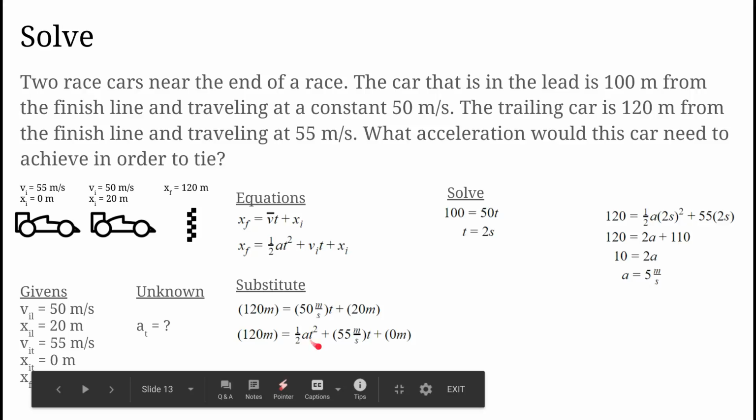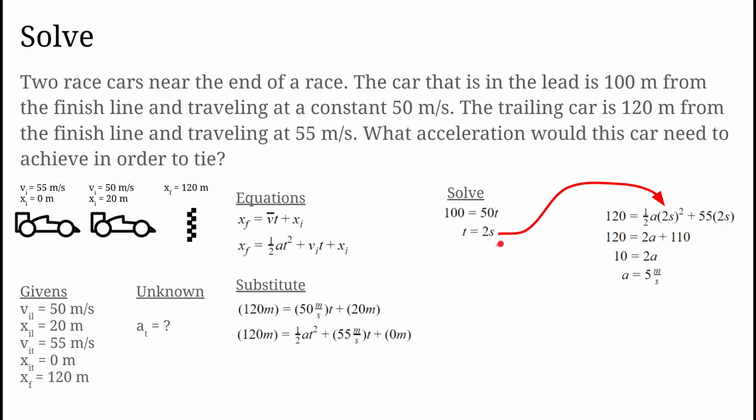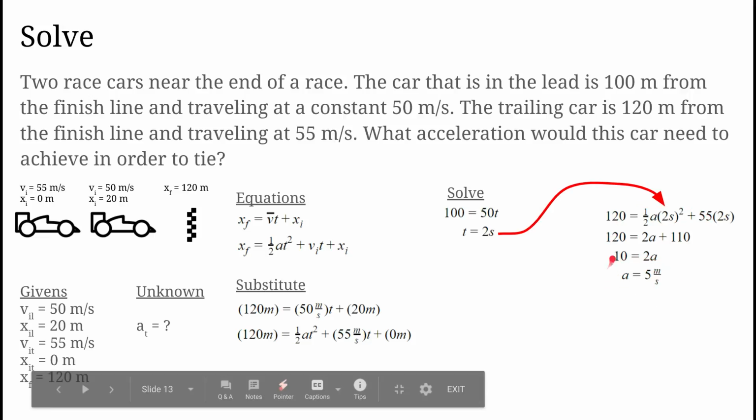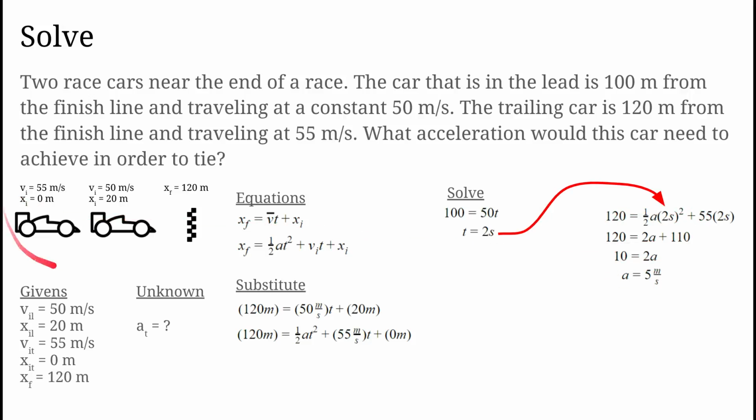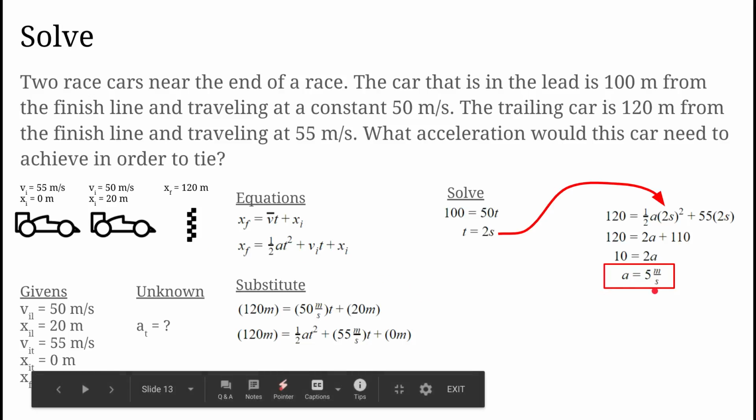But then in the other substituted equation, for the trailing car, we have an unknown acceleration and an unknown time. So once we solve for the time that it would take for the leading car to get there, we can plug that in and then solve this equation for the acceleration, which would make the trailing car get to the same location at the same time. And so the result is an acceleration of 5 meters per second squared, and that is a mistake. There should be a squared on that seconds.